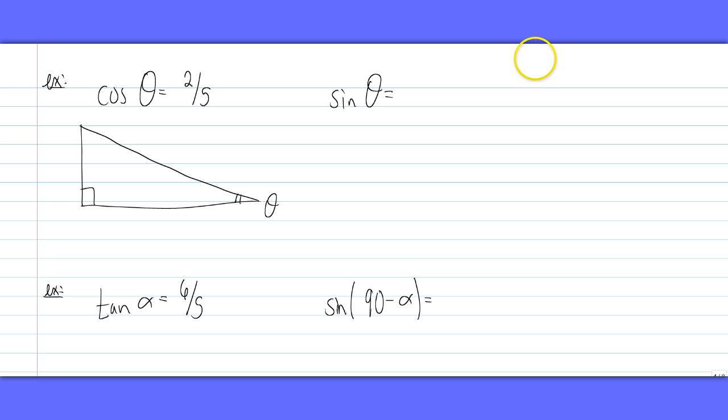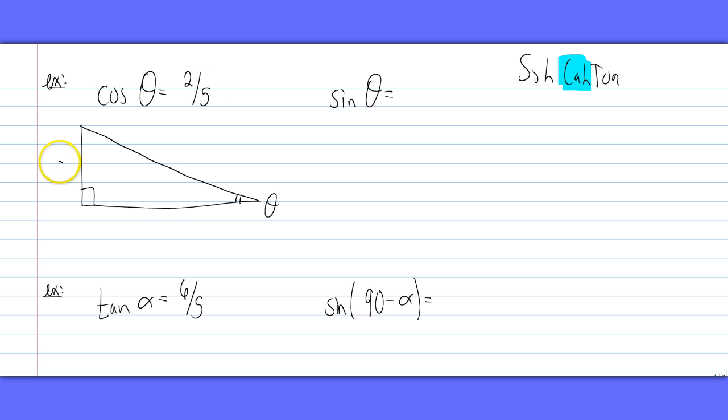SOHCAHTOA is our key as to what this is going to look like. In this problem, not all of these letters are important. We're dealing with the cosine equals 2/5, so these three inner letters are what matter. Cosine is adjacent over hypotenuse. In other words, the ratio of the adjacent to the hypotenuse is 2/5.